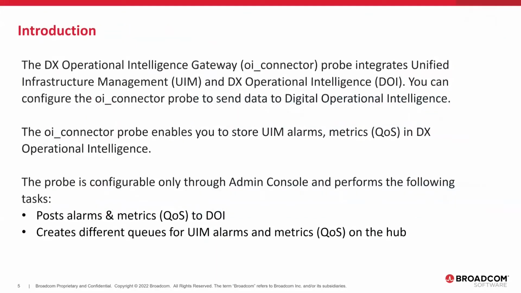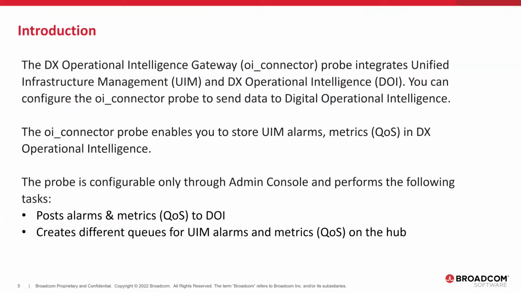The connector basically integrates UIM with OI. The OI connector, the latest version 1.42, has the ability to send the UIM alarms which are generated from the different probes in the UIM arena, and it also sends the metrics to OI. So now it has two responsibilities. In earlier versions, we used to send inventory and groups and other information. But with the latest version of the OI connector, we send only alarms and metrics to OI.